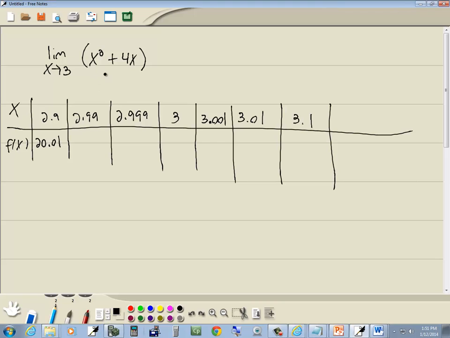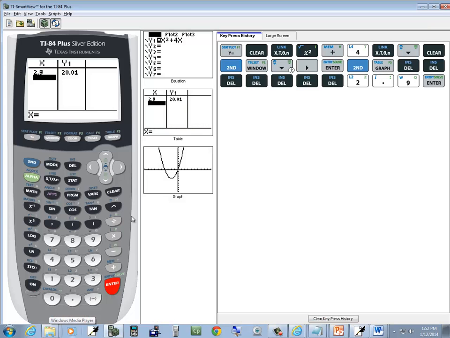Now let me just talk about what you'd do if you were doing this by hand. 2.9 is our x. You'd plug it into x squared plus 4x. You'd plug in your 2.9 for the x, and that would give you your 20.01. So it just saves you time by having a calculator do this. Now our next one is 2.99.